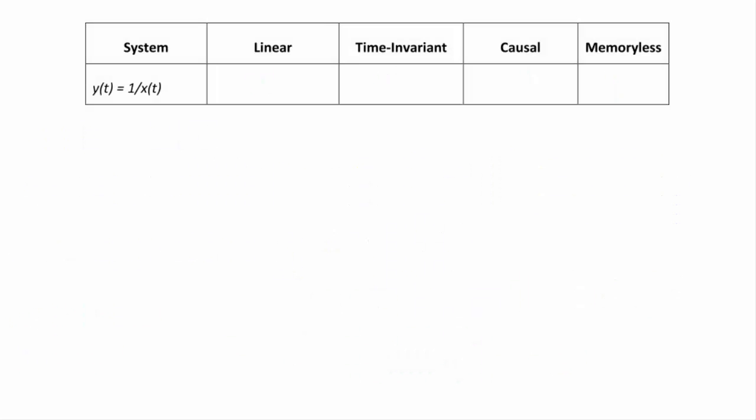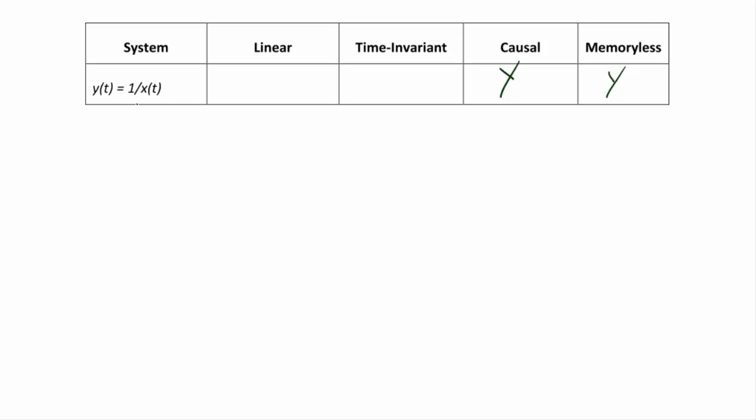So now let's look at the system 1 over x of t. Once again, the output at time t only depends upon the input at time t, so we definitely have a causal system. And because it only depends upon present values of x, it is also memoryless. So now let's look at our signal flow graph to determine if it's a linear system.